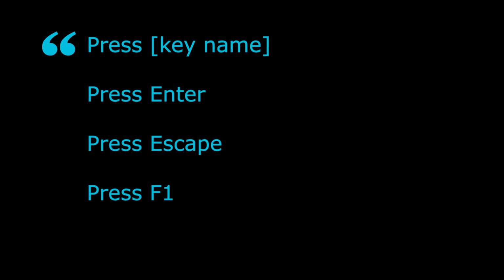Voice access gives you complete control over keyboard input. To press any single key, use the command press followed by the key name. For example, you could use the command press enter, press escape, press F1, and so on. This also works for the arrow keys, so you can say press right, press left, press up, and press down.